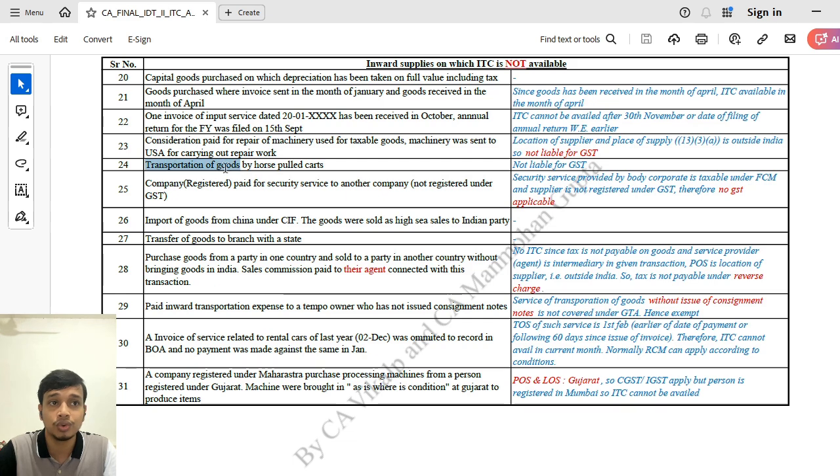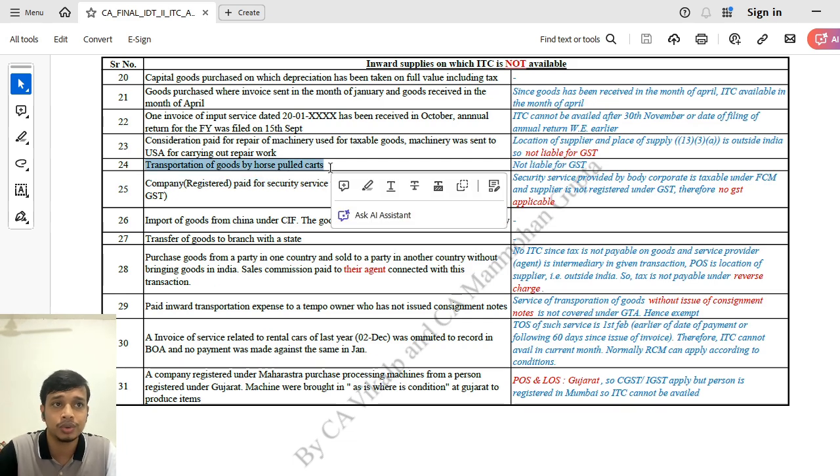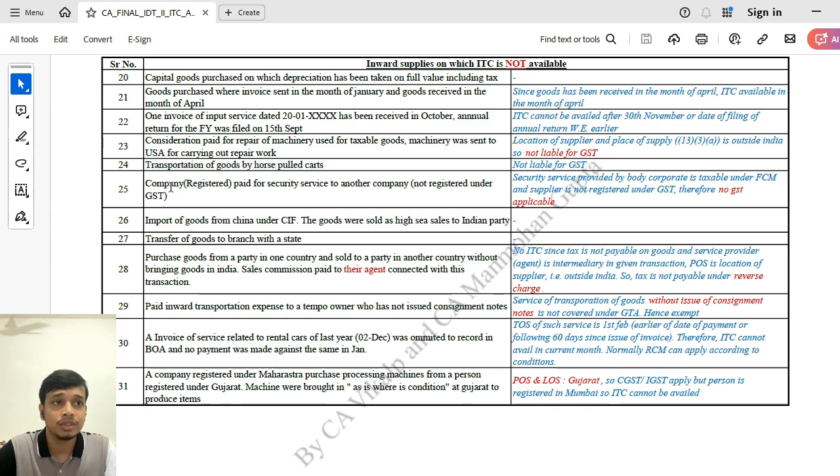24th, transportation of goods by horse pulled carts. It is not a GTA, so no GST is applicable on that also. 25th, company paid security services to another company.